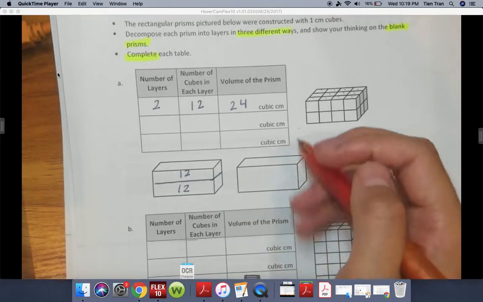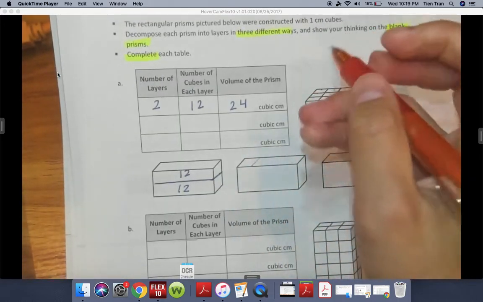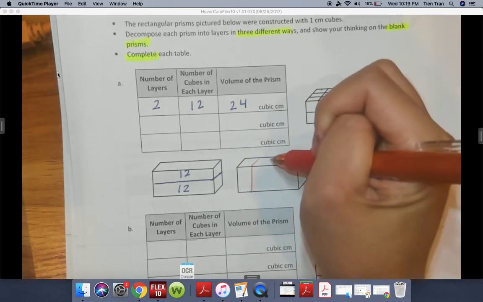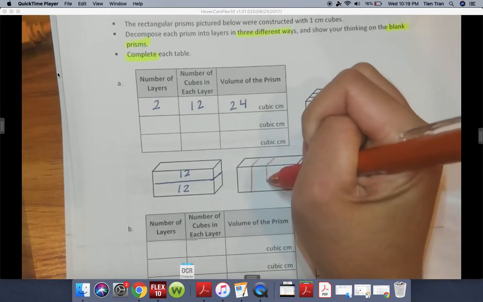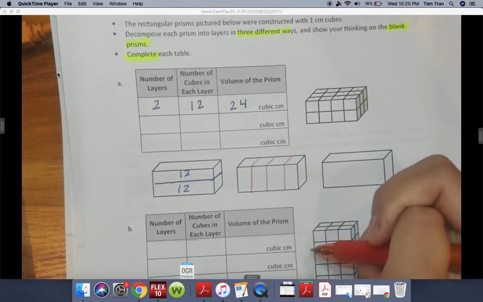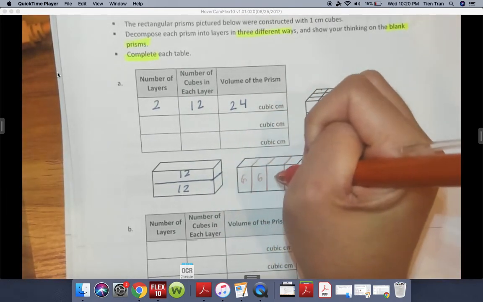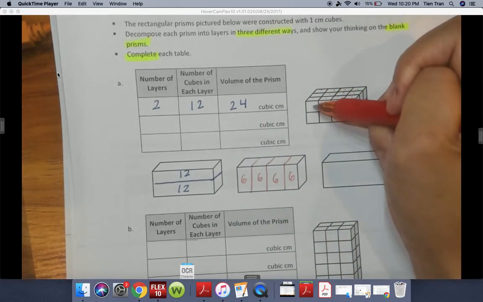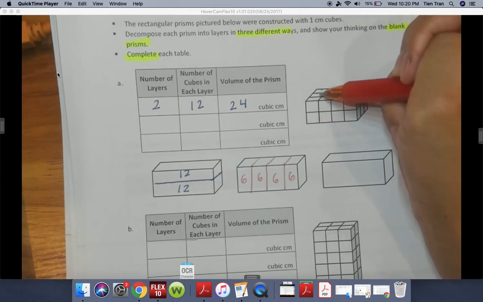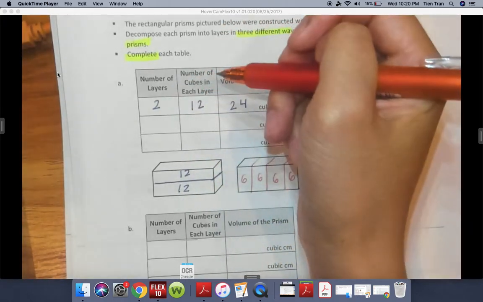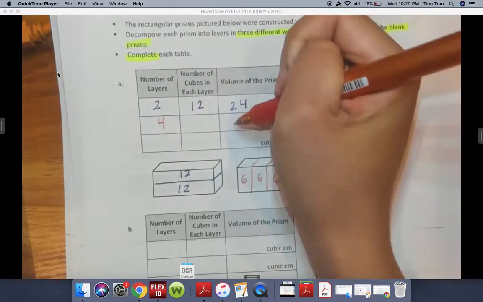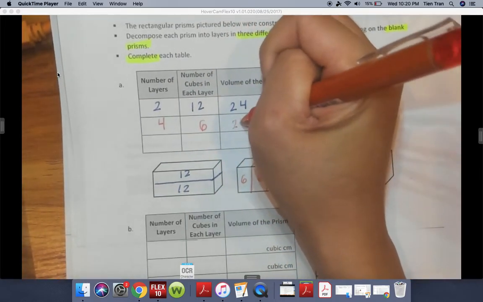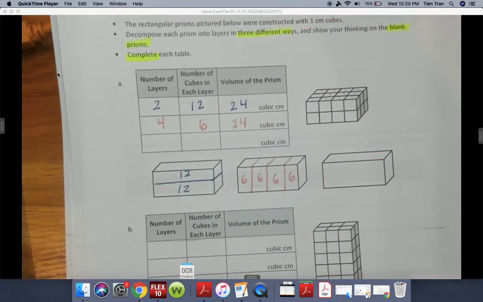The next one, I'm going to decide to cut it like slices, like if you're cutting bread. And I'm going to cut it this way. So I'm going to cut 4 slices. Okay. And in each slice, you're going to have 6 cubes. So look here. I have 1, 2, right? So 2, 4, 6. I'm going to have 4 number of layers and 6 cubes in each layer. So that gives me 24 cubic centimeters.